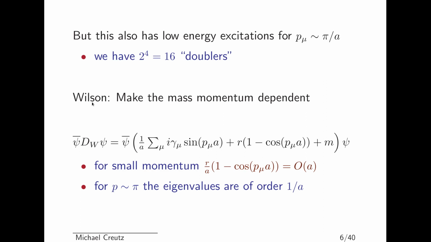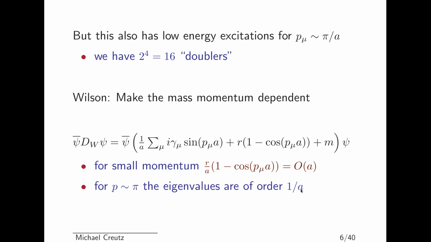Now, Wilson solved this problem very early in the game by saying, okay, let's just make the mass depend on the momentum. So we still get the sine factors we had for the kinetic part, and we have our mass, and he adds something, 1 minus cosine p_mu a, times some parameter r, which is somewhat arbitrary. When the momentum is small, near 0, this just cancels the 1, so the r over a term, of order the lattice spacing, goes away. But when you get out to order pi, these don't cancel anymore, and you get the eigenvalues pushed up to something of order 1 over a.